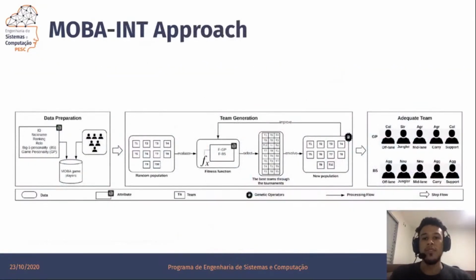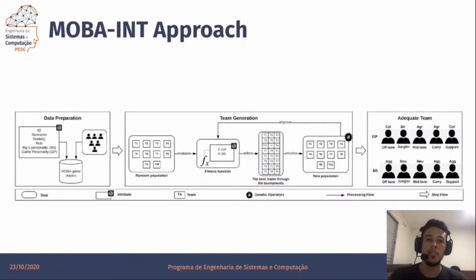Our approach is based on a genetic algorithm applied on a database containing 147 samples of player data. We applied a data preparation step to normalize the values and remove unnecessary information, and after that we use this as input for the genetic algorithm. As a result, we expected to have an adequate team considering role restrictions and considering players' personality traits in game and Big Five ones.